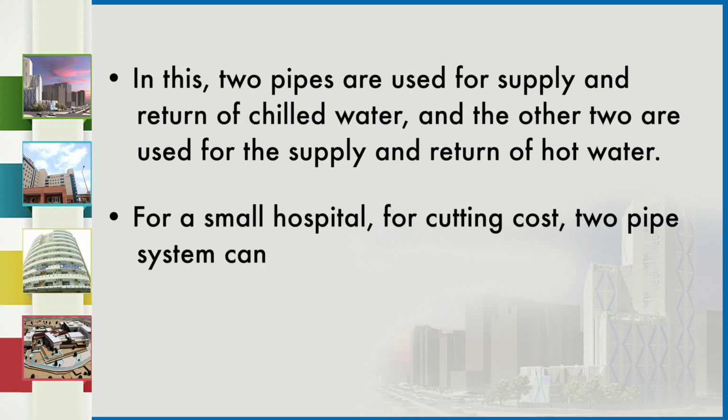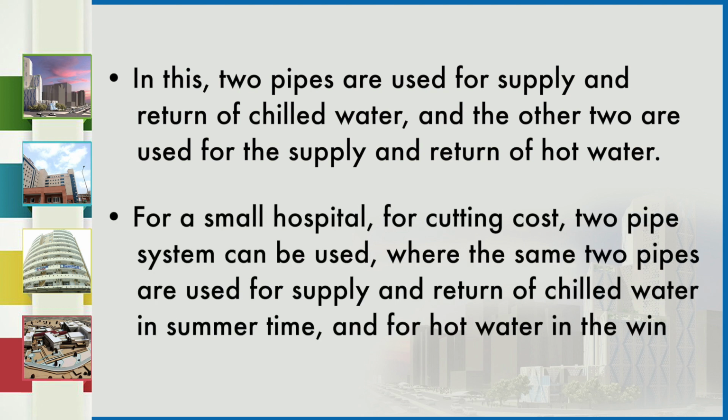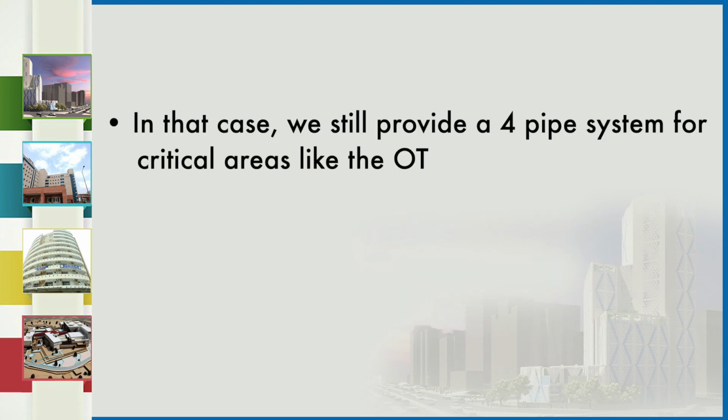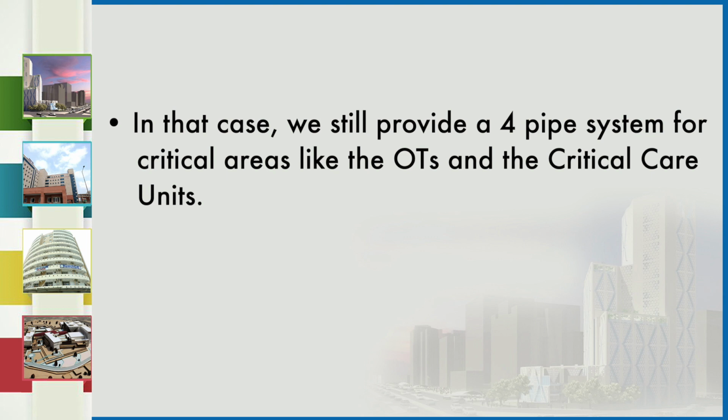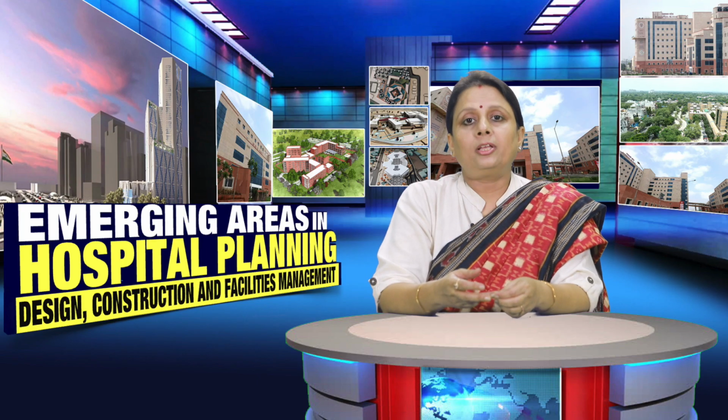For a small hospital, for the purpose of cutting costs, a 2-pipe system can be used, where the same 2 pipes are used for supply and return of chilled water in summertime and for hot water in the winters. In that case, we still have to provide a 4-pipe system for critical areas like the OTs and the critical care units. Ventilation is also a part of HVAC.